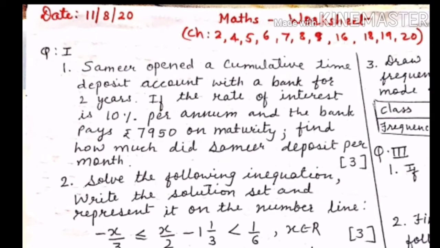this question. Now second question number 2 is: solve the following inequation, write the solution set and represent it on the number line. So in this question you are given an inequation, and you can see it is x belongs to R, meaning the number line you are drawing is for real numbers. You have to solve the first half part and then the other half part, taking the less than or equal to sign and the strictly less than sign, and whatever value you find you have to represent on a number line.